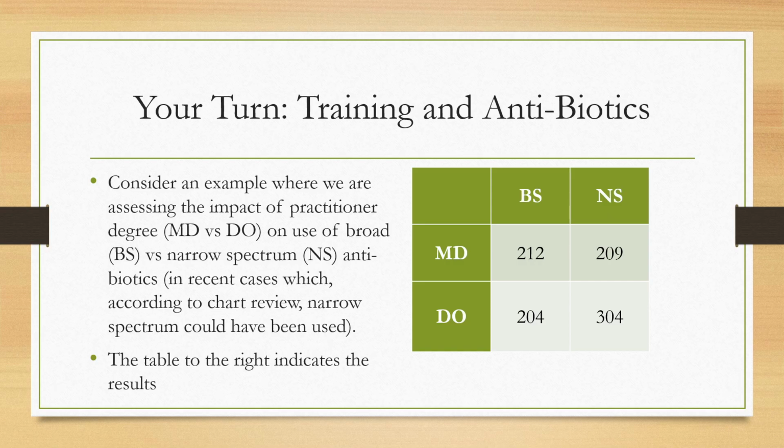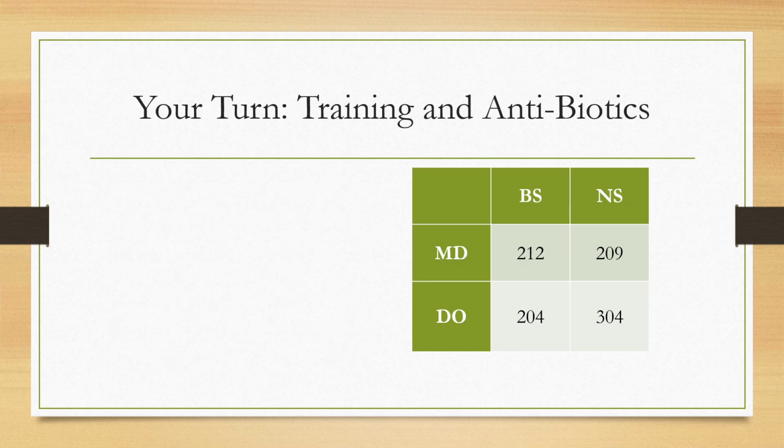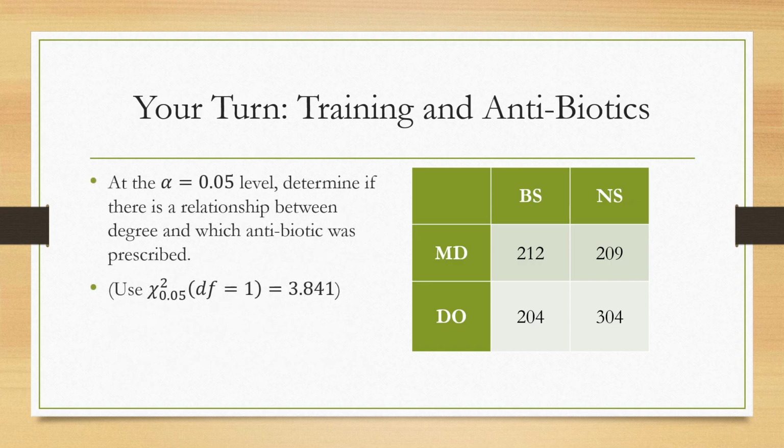So what I want you to do is, at the alpha equals 0.05 level, figure out if there's a relationship between this background training and which antibiotic is selected. And I want you to use this critical value. Try to figure out where I got DF equals 1. Maybe try to calculate that on your own and make sure you can follow along. And then the 0.05 is just the alpha level.